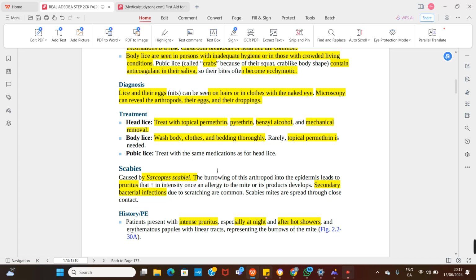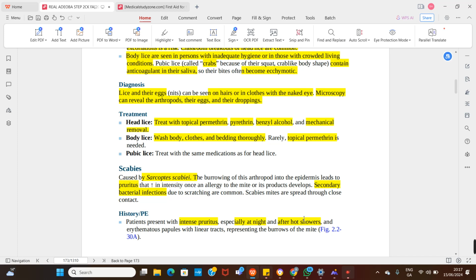Now, one thing you must always remember for scabies is the nature of the pruritus. So that gives it away quickly. We are going to see in the question stem that the pruritus is going to be intense, number one, and it's going to be worsened at night or after taking a hot shower. So there's going to be intense pruritus, which worsens at night or after taking a hot shower. So we must have that at the back of our mind.